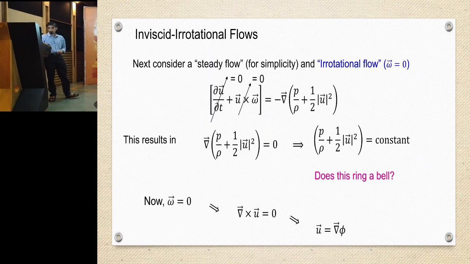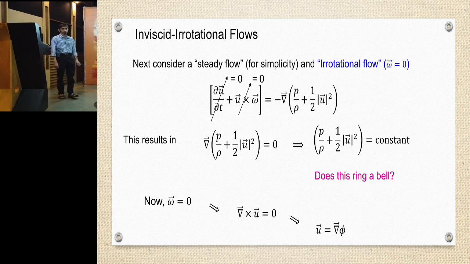So if you now consider an inviscid irrotational flow, you put omega equal to 0. That's the definition of an irrotational flow: vorticity is equal to 0. And let's also assume the flow is steady. It's a simplification, but it is good enough to make the point. Then both the terms on the left hand side are 0, and the equation reduces to the gradient of this quantity equal to 0, or this quantity is a constant.